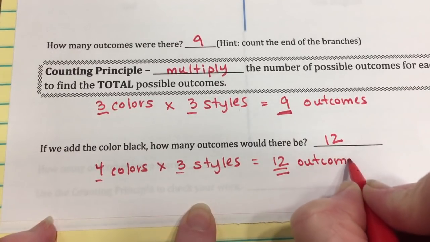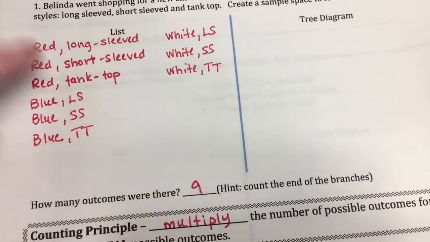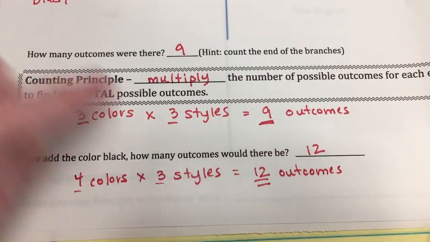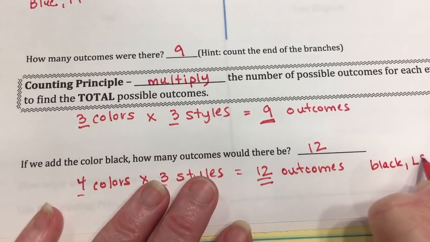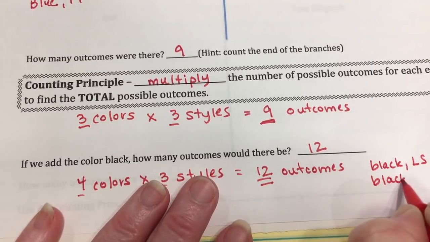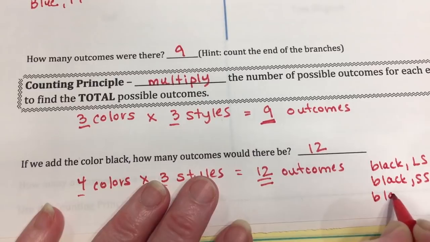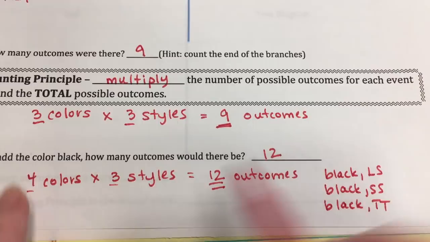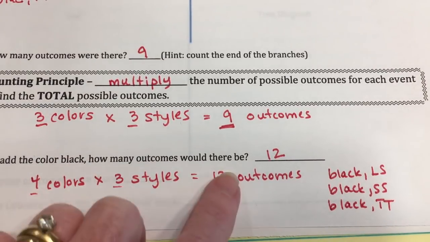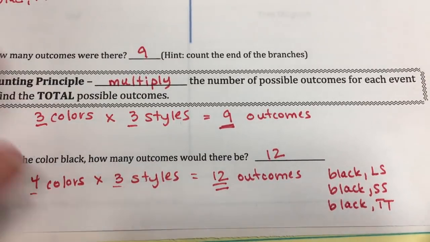We already know what 9 of them are, because that's the list we got here. So what are the extra 3? Well, they're going to be black long sleeve, black short sleeve, and the black tank top. So multiplying the number for each tells you how many total you should have. Really helpful. All right, let's look at the next example.